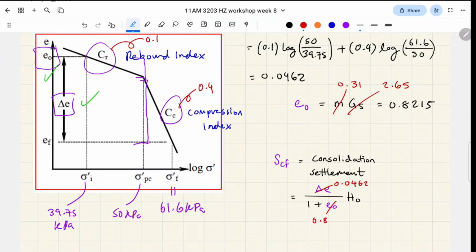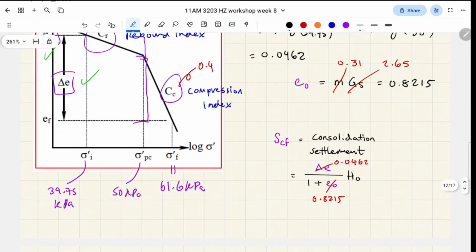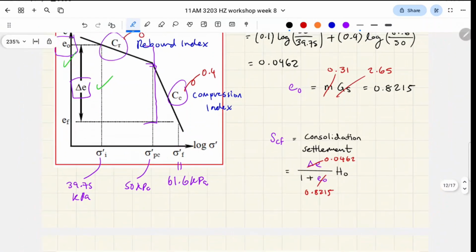And our initial void ratio is that. All right, finally, HO is the same as H, right? The O stands for original, before any consolidation happens. So that's essentially the diagram that we were already given.